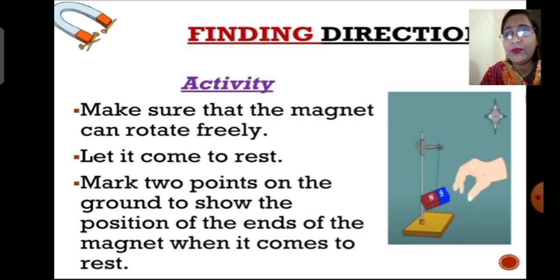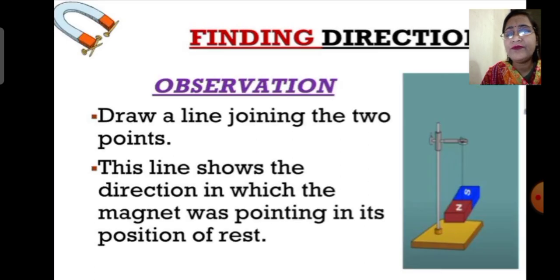Then what we will do, when the magnet is at rest position, we will join these 2 points on the ground surface. Now we have marked this. Try to draw a straight line between these 2 points. This line will show you the direction of the magnet or the position of its ends when the magnet has come to rest, without any movement.